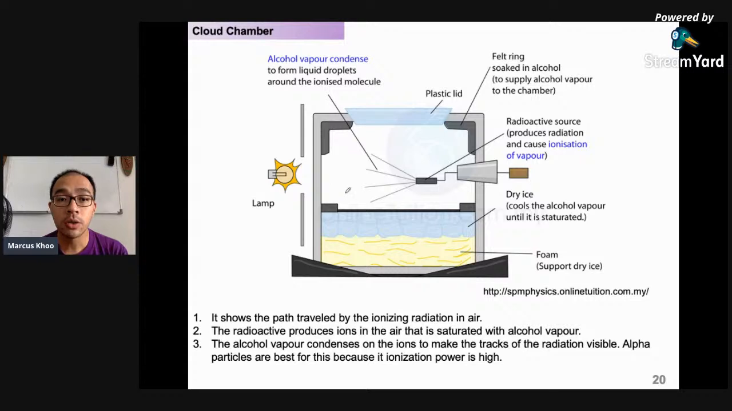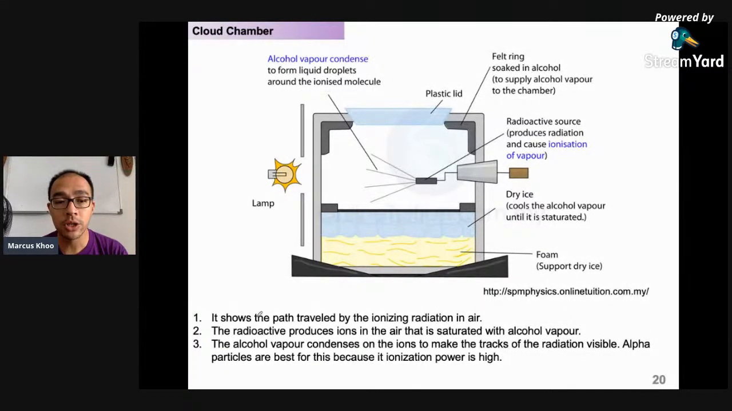So what happens is that all this alcohol vapor will be all around here. If you put a lamp here, what you're going to see is that the radioactive source is going to ionize the alcohol vapor. The type of ionization that we see will tell us what kind of radiation there is.